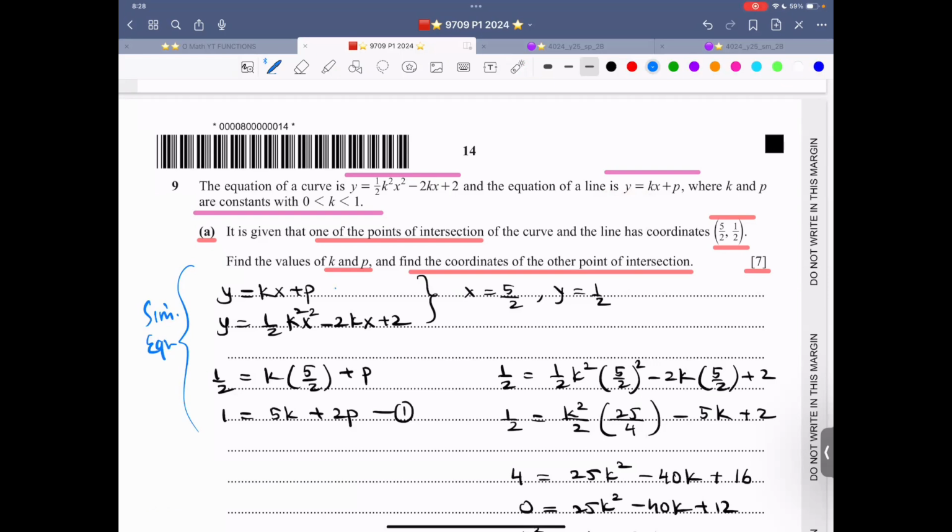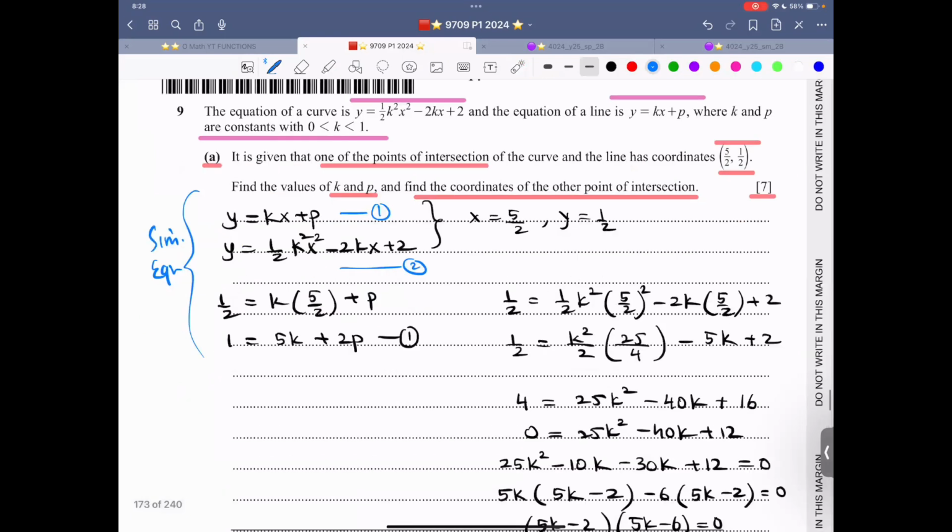So y is equal to kx plus p, that is equation 1. y is equal to this thing, that is equation 2. We have the x and y coordinates, so plug in the x and y coordinates in the line equation. So that's the line equation. When you plug it in, you get one thing.